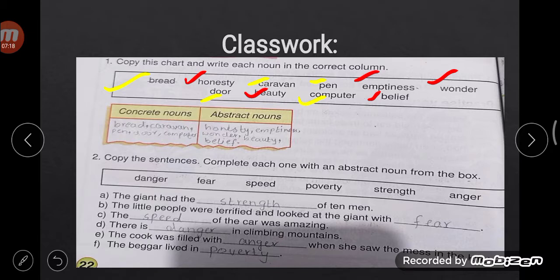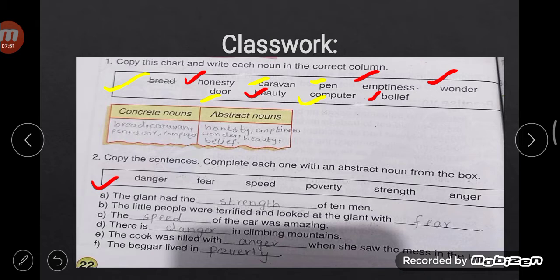Okay, now come to question number 2. You will copy the sentences and complete each one with an abstract noun from the box. So from this box, you will write the relevant, appropriate noun for the given blank. The words are danger, fear, speed, poverty, strength, and anger. Okay, the giant had the dash of 10 men.